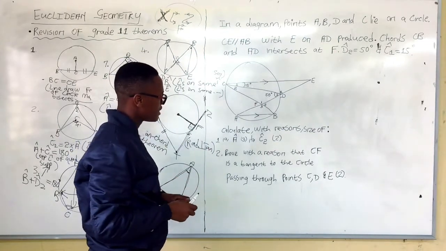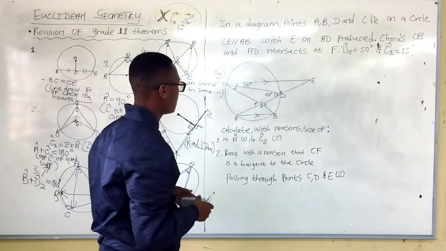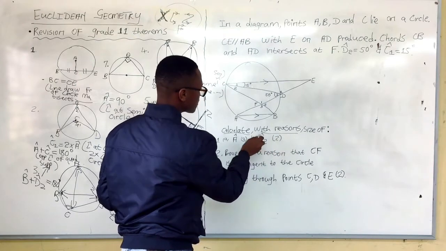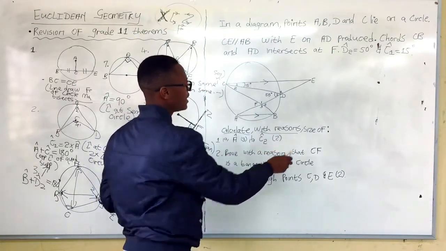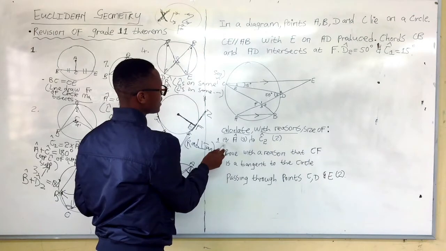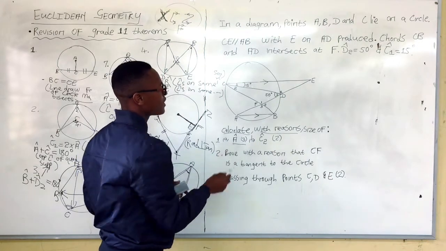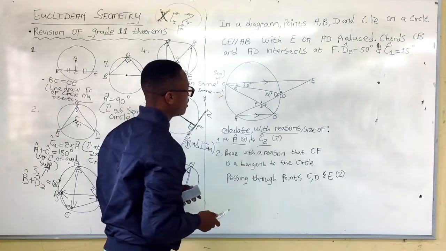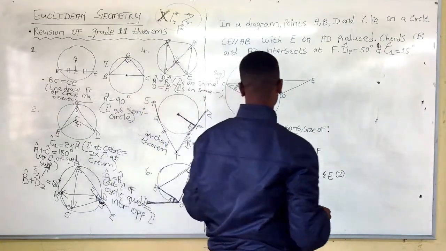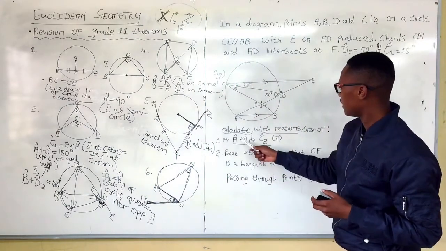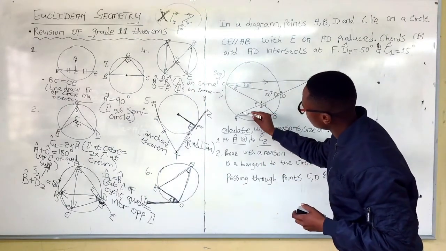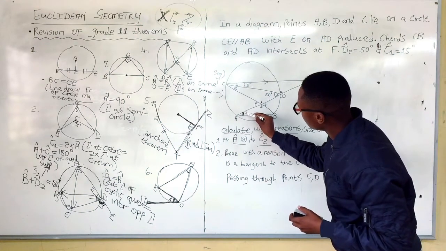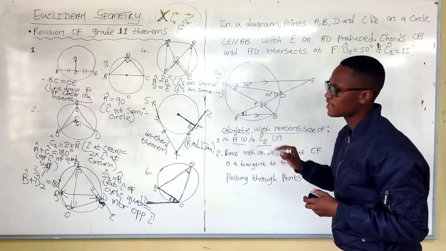The first question says, calculate with reasons. You have to calculate and give reasons. So calculate with reasons the size of angle A, for 3 marks. Number B says the size of angle C2, for 2 marks. So it means that we have to find angle A. Angle A is this angle, and it is unknown. So we want this angle A.